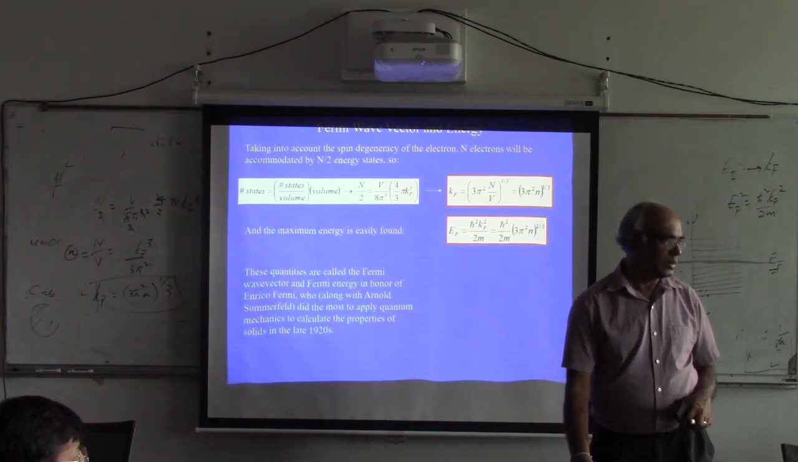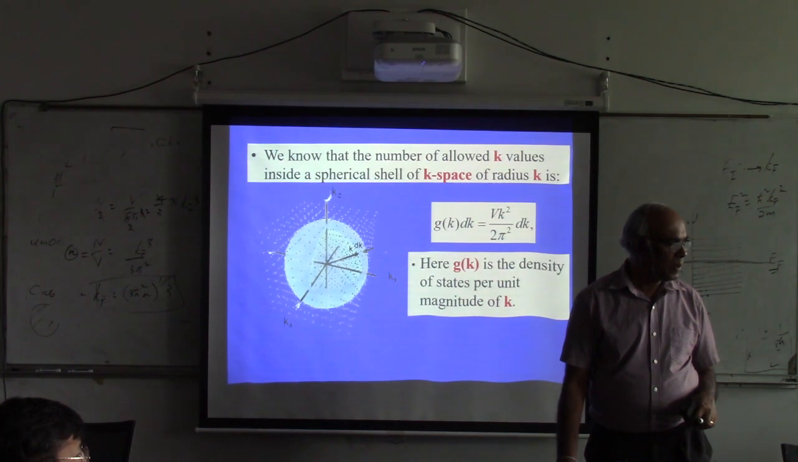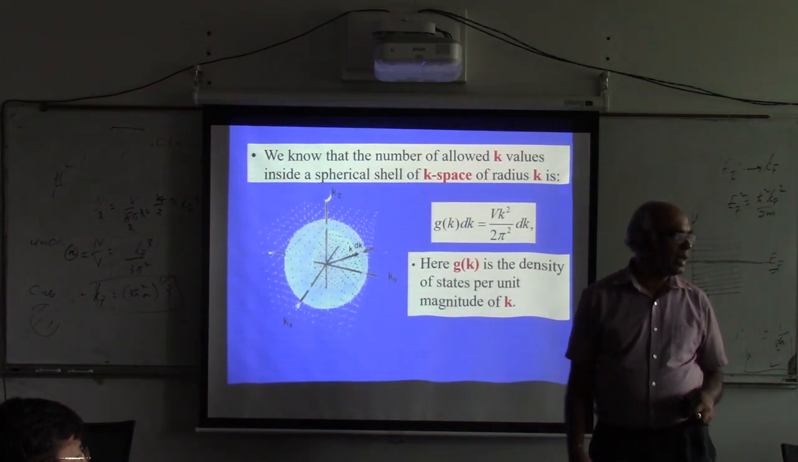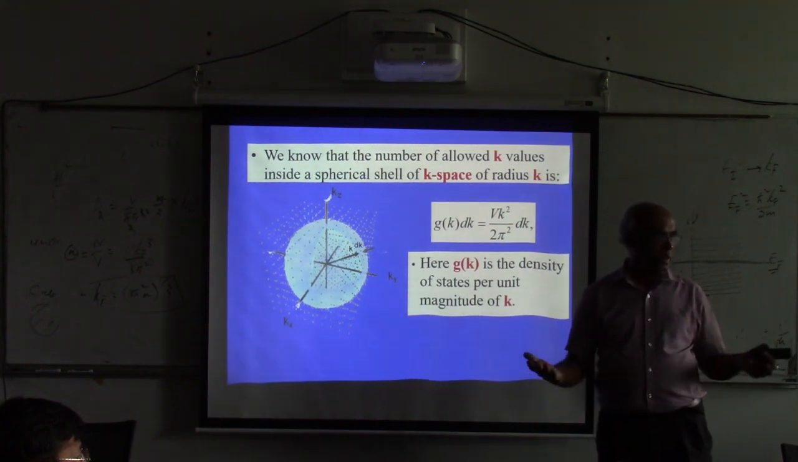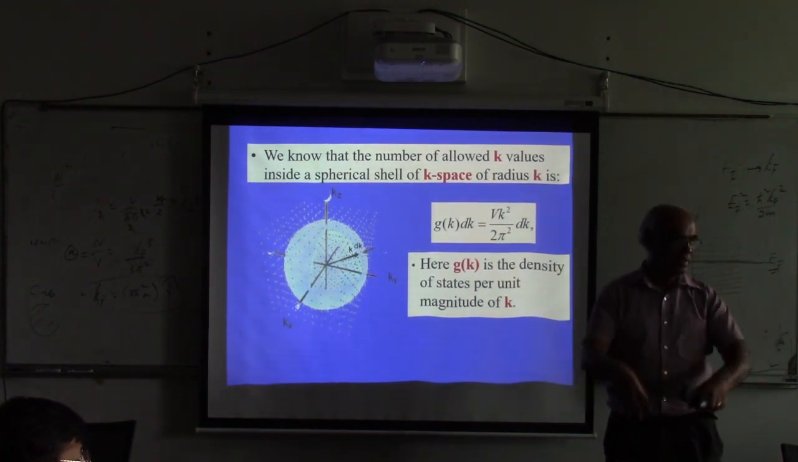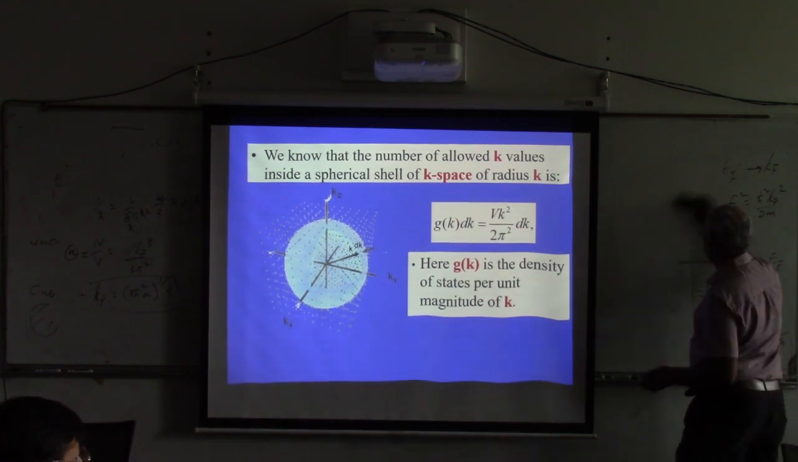So there's nothing like this for bosons. For bosons, there's no limit. You can have any number of them. That's why Bose condensation happens, right? At the ground state, all the particles are occupying that one state. But that cannot happen for fermions.